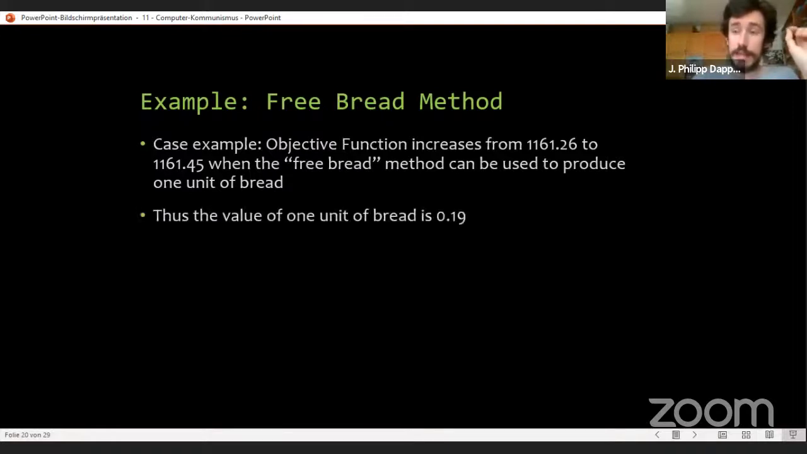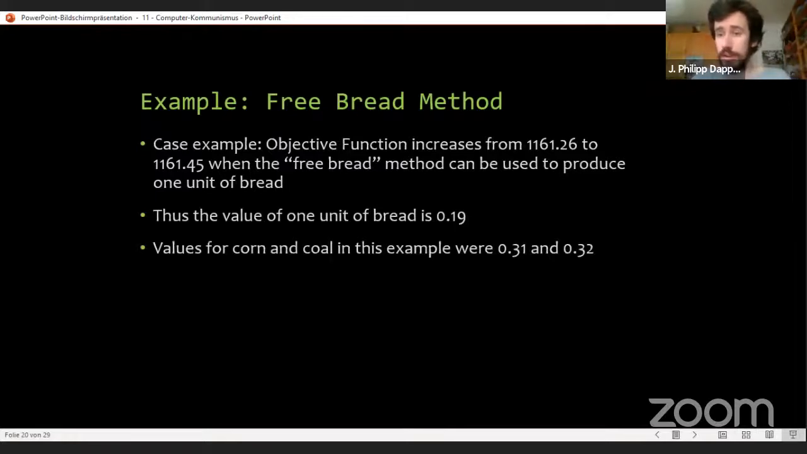And this slight increase is then the value of 1 unit of bread. So the value of 1 unit of bread would be 0.19. Okay. And then similarly, you can calculate values for corn and coal, which in this example were 0.31 and 0.32 respectively. So this shows you, well, 1 unit of corn has a very similar value to 1 unit of coal, but they both have a much higher value than 1 unit of bread in this instance, okay?